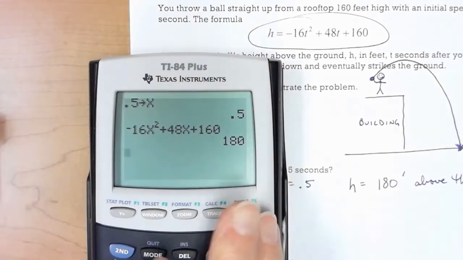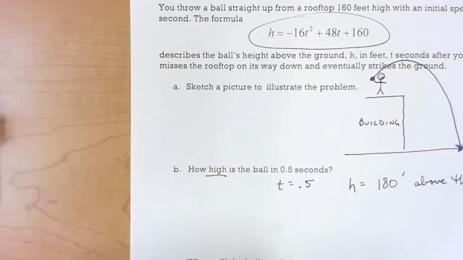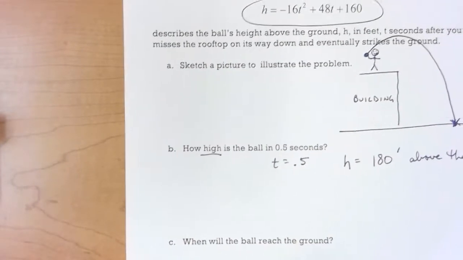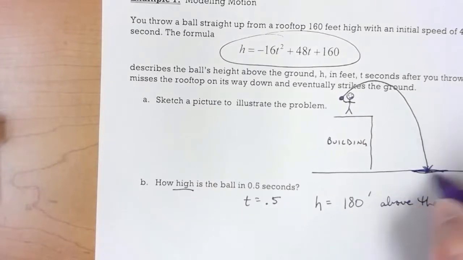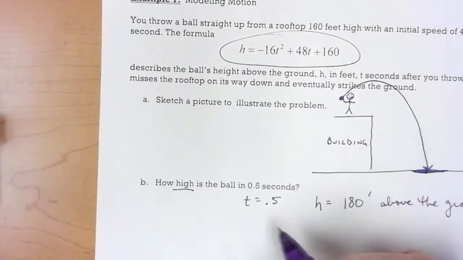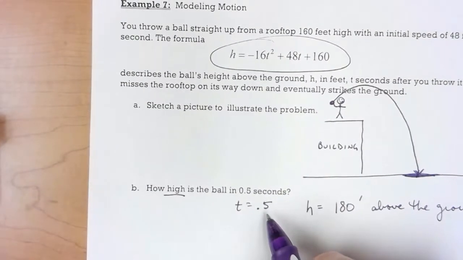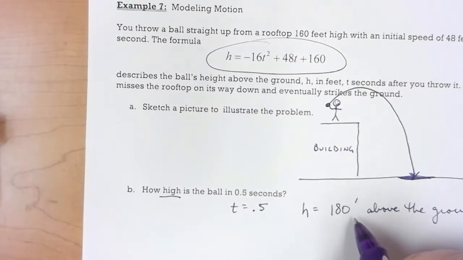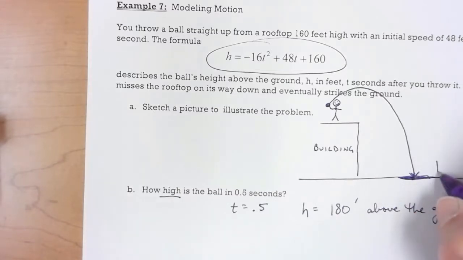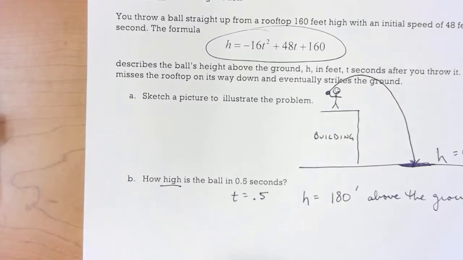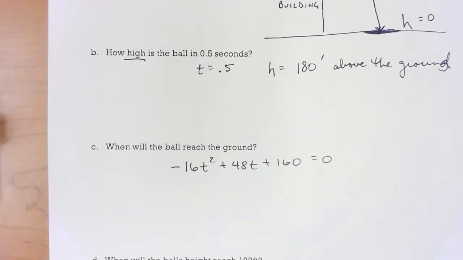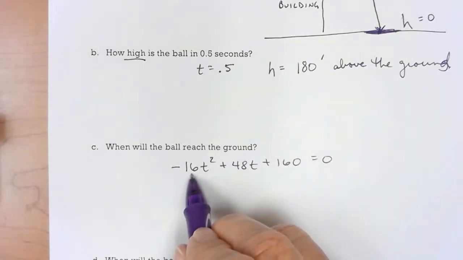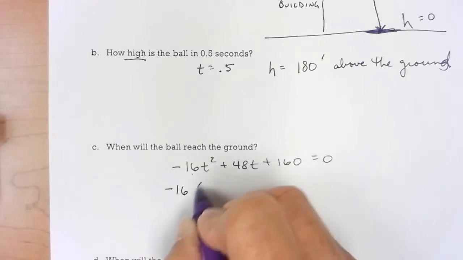Whoops, ground. When will the ball reach the ground? Well, guys, you got to think about this: if at t equal 0.5 seconds, the ball is 180 feet above the ground, when it hits the ground, your h would be 0 because it's not above the ground anymore. So let me get my equation, and now I'm going to set it equal to 0 to see when the ball would hit. Well, if you'll notice, I've got 16. I'm going to factor out a negative 16.